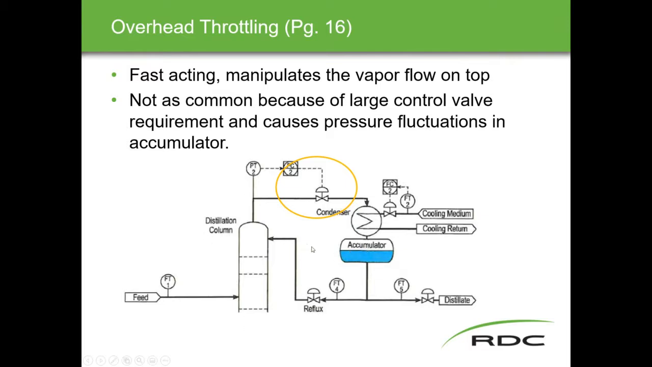But again, identifying this: what type of pressure control is this? How do I guess? How do I know? I'm just a lowly fourth year instrument apprentice. Well, what am I controlling? Pressure, because I have a pressure controller here. And what is it manipulating? The overhead vapors. So overhead throttling pressure control.